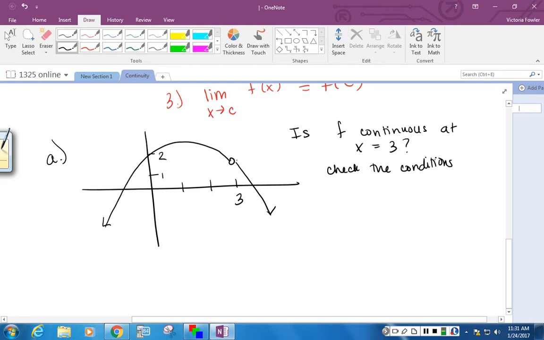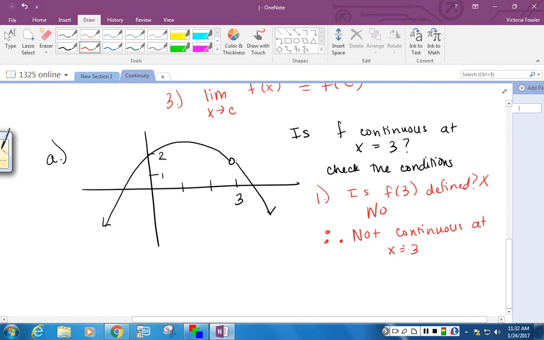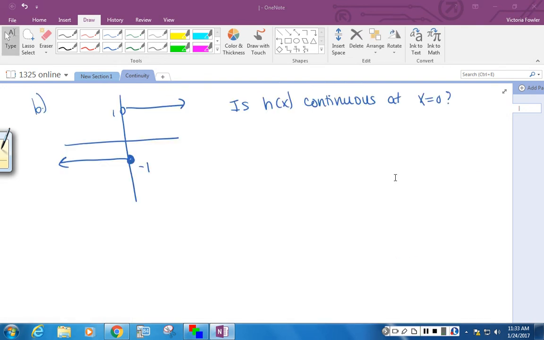So I'm going to check the conditions, and I'm going to go with sequential order. And so the first condition to check is, is f of 3 defined? So I go over to my graph, I look where x is 3, there's an open circle, it's not defined. So I'm going to say no. So immediately, because it fails this condition, I'm going to say therefore it's not continuous at x equals 3. Okay, well that was simple. Not too bad.